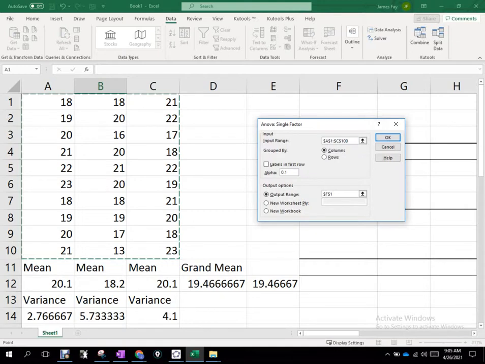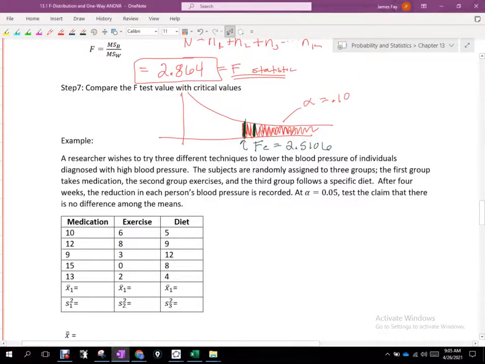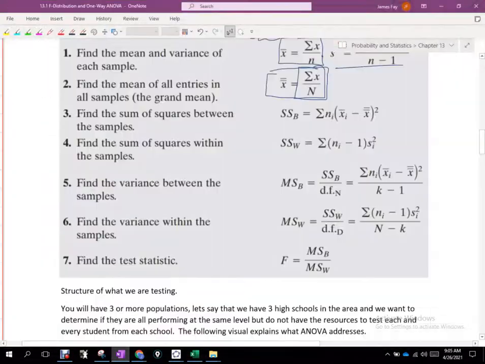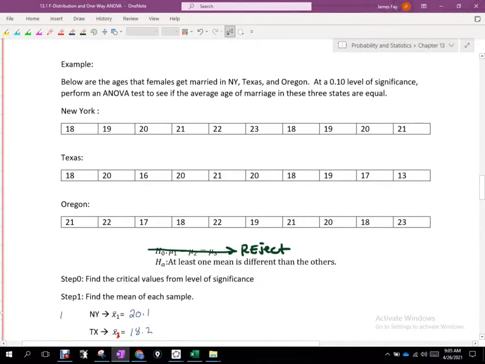Just going to put it in there. It says group by columns or rows. So you've got to remember, how did I type these in? That first column was New York, second one was Texas, third one was Oregon, right? So I'm going by columns here. If you would have typed it in just like you saw it in the notes, across, you just click the rows button.